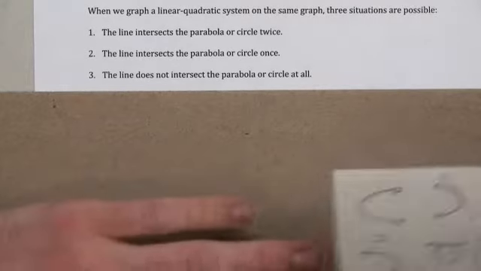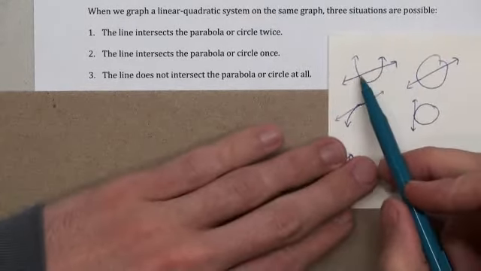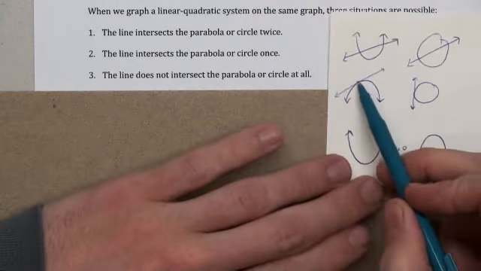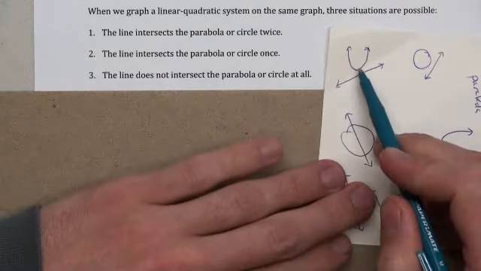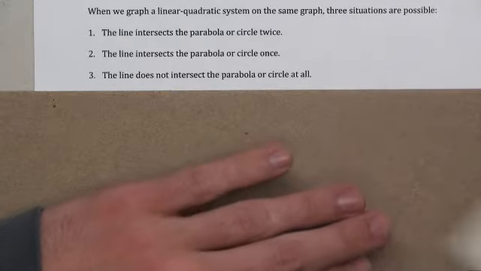Each time the line intersects the quadratic equation, it's a solution. So in this case, there's two solutions. In this case, there's only one solution, and in this case, over here, there's no solutions. So the solutions are where they intersect.